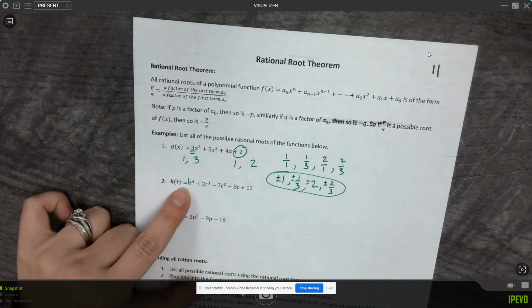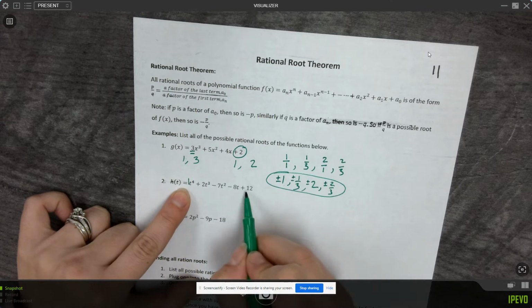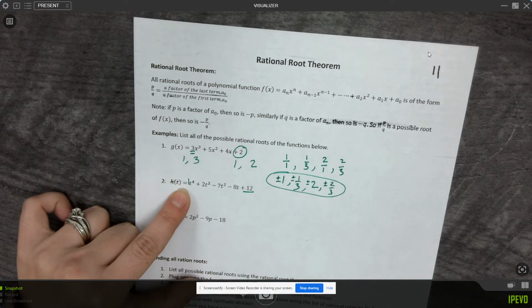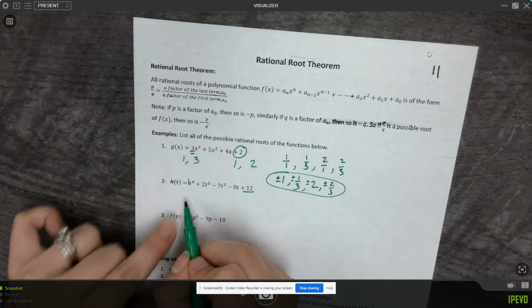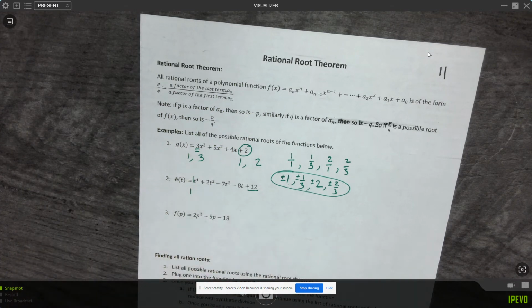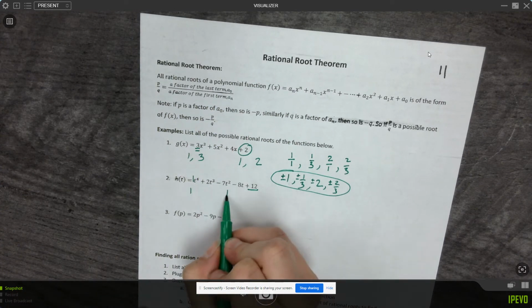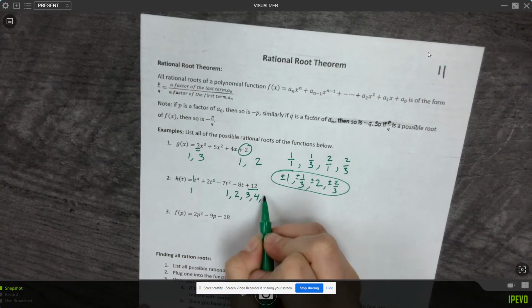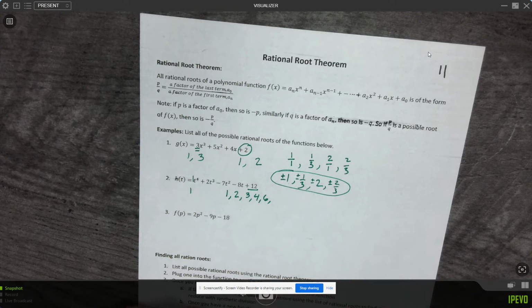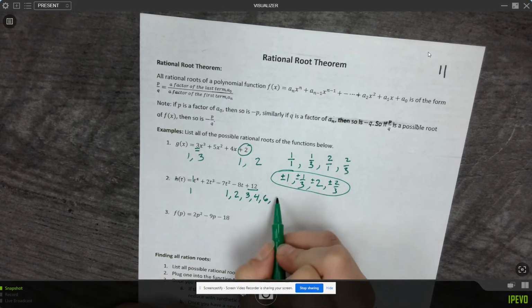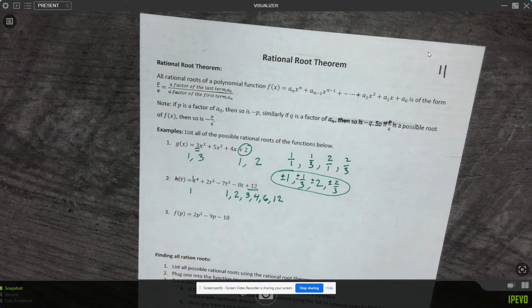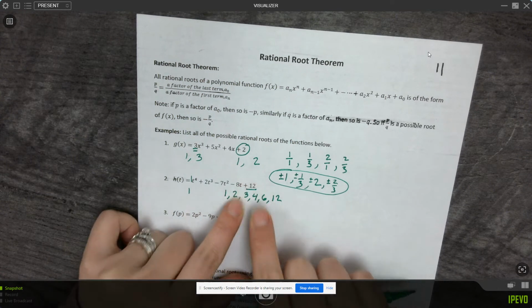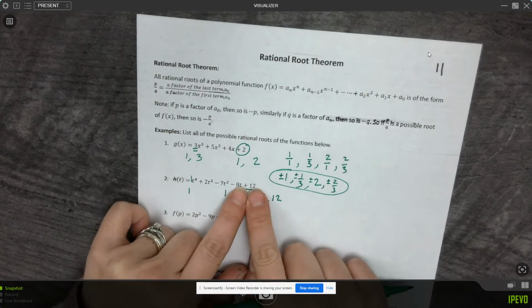There's a 1 in front of this t to the fourth, and my constant is 12. So 1 is easy. What are all the numbers that can divide 1? It's 1. 12 has a longer list. 12 can be divided by 1, 2, 3, 4, not 5, 6, not 7, not 8, not 9, not 10, not 11, but 12. And feel free to use a calculator to help you get there. Keeping in mind also that you should have technically pairs of numbers. So 1 times 12 is 12, 2 times 6 is 12, 3 times 4 is 12.